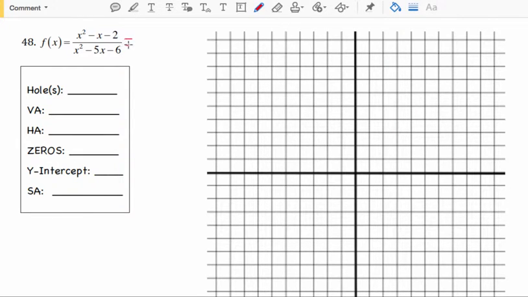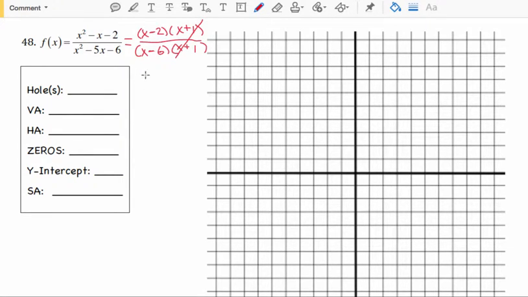Every single time you do a problem, you're going to factor your numerator and your denominator fully. And if anything cancels out, it's a hole. So I have x and x, and a 2 and a 1 on the top, and the 2 has to be negative, the 1 has to be positive. On the bottom, I have x and x, and factors of -6 that add to -5. Looks like it's going to be a -6 and a +1. And we have a factor that cancels out, which means there's going to be a hole there.